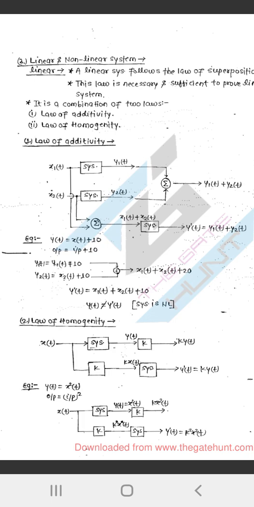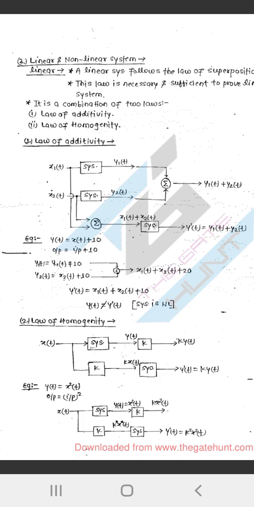The law of additivity and the law of homogeneity. First we will see the law of additivity. If the system gives y1 of t for x1 of t and y2 of t for x2 of t, then for x1 of t plus x2 of t the output should be y1 of t plus y2 of t. Example: y of t is equal to x of t plus 10, output is input plus 10. Then y1 of t is x1 plus 10, y2 of t is x2 plus 10, and for x1 of t plus x2 of t the output is plus 20, so y of t is not equal to y dash of t. The system is non-linear.